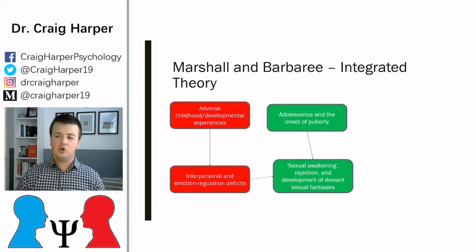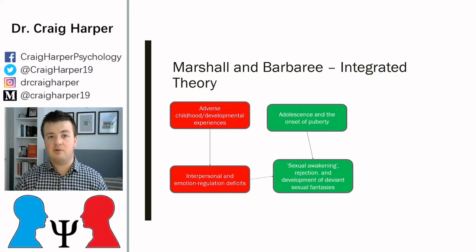Now, when you couple that onset of puberty with poor emotion regulation and poor interpersonal skills, almost inevitably, as someone who is going into this sexual arena for the first time, you are likely to face some kind of rejection. What that could do, or according to this model, what that does, is lead to the development of deviant sexual fantasies and deviant sexual interests.